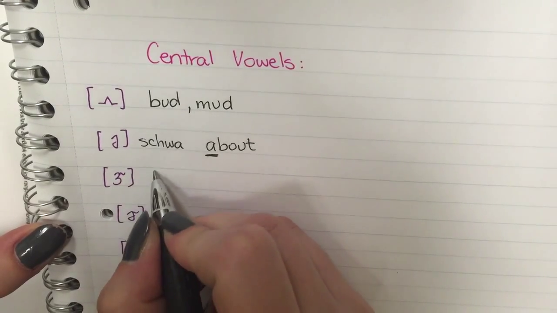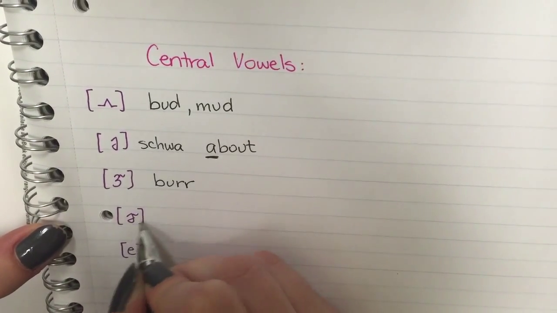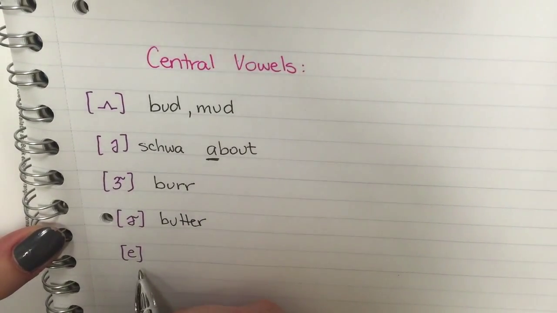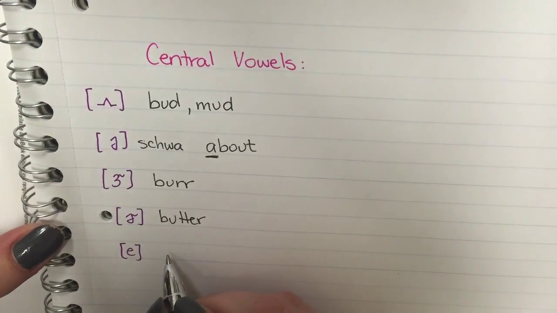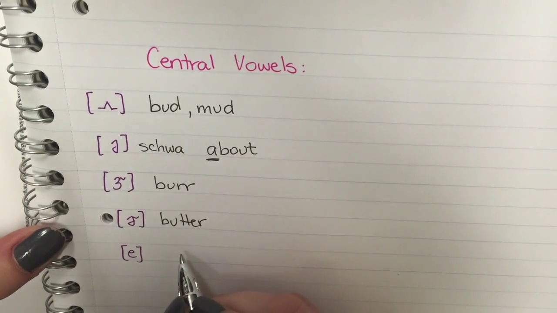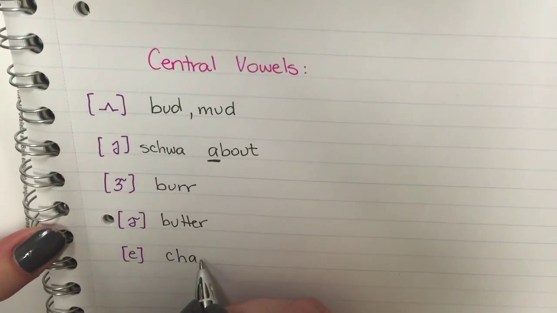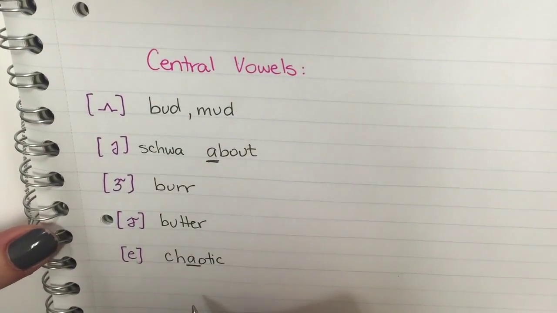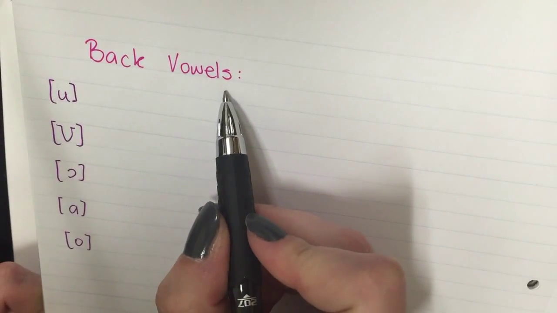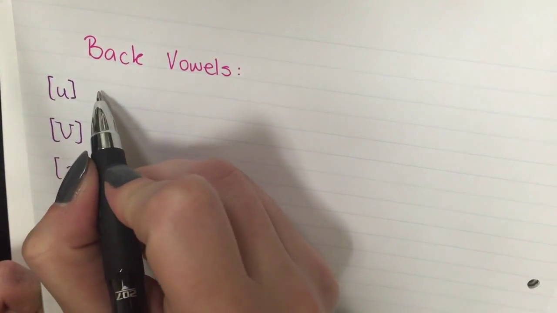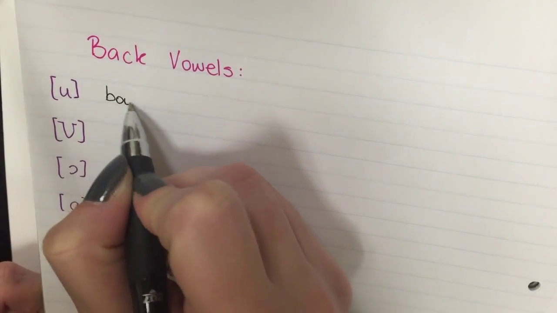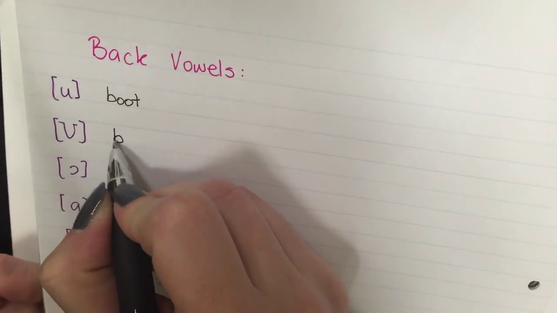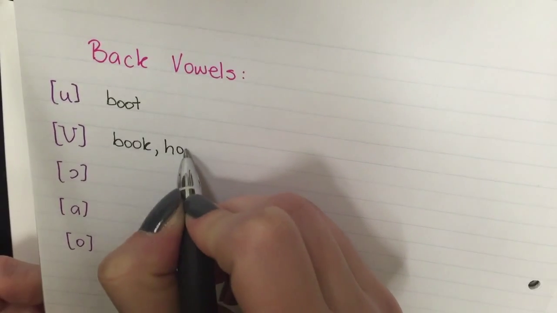There is also the stressed burr sound in burr, and also the unstressed burr in butter. There's also the lowercase e, which is not usually used in English. It's mostly used in a diphthong, but it can be seen in the word chaotic. And lastly, back vowels, such as the closed U, which is lowercase u, for words like boot. There is also open U, which is uppercase U, in book or hook.